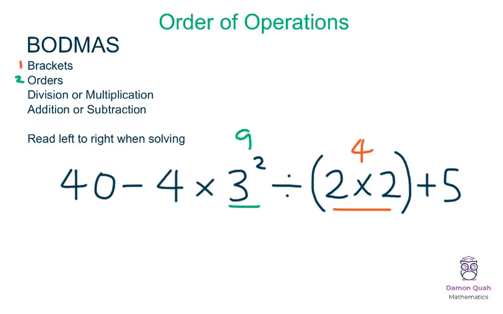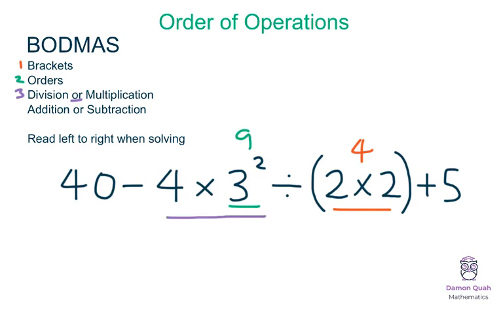Okay, now we can move on to our division or multiplication. And how do we know which one to tackle first? Well, we don't do it in order of D and then M or anything like that. We're just looking at all the divisions and multiplications, and we're solving them from left to right. So that left to right is crucial. So our third step is either or.